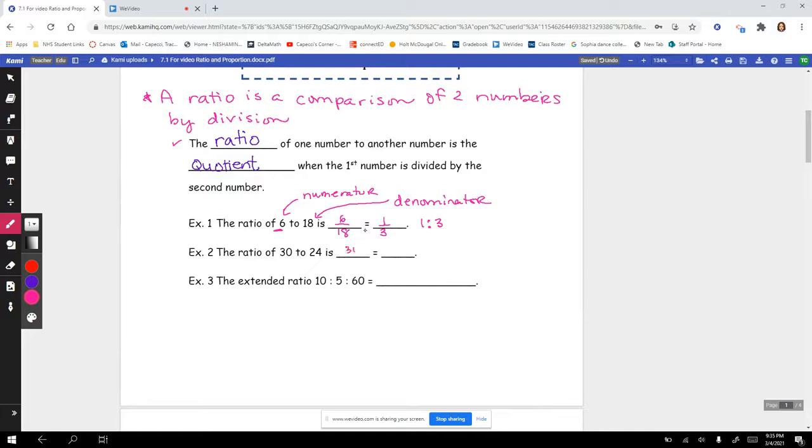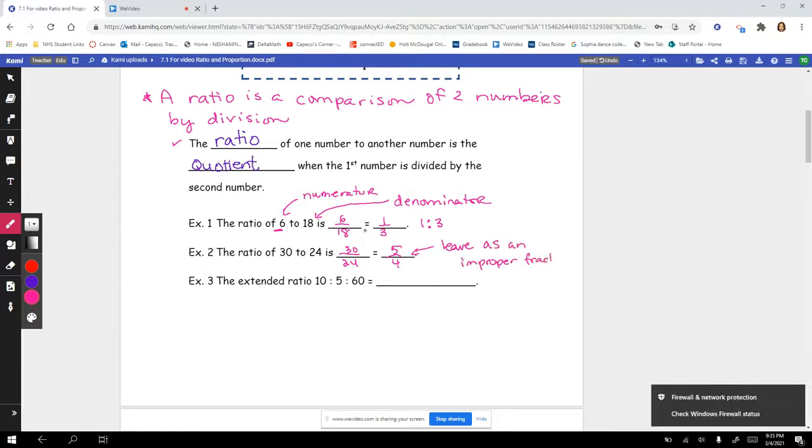Okay, let's look at the second one, the ratio of 30 to 24. So again, 30 is my numerator, 24 is my denominator. That simplifies to 5/4. Now we want to leave this fraction as an improper fraction. No mixed numbers.